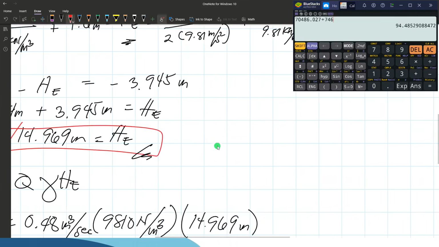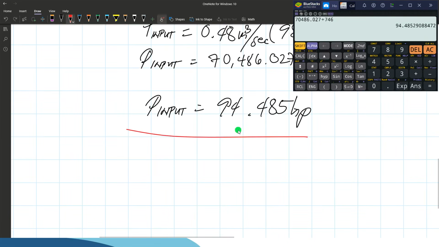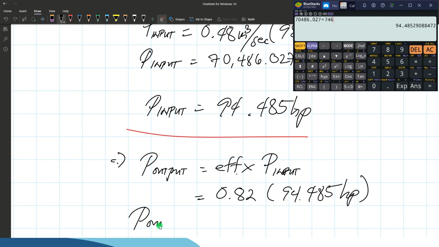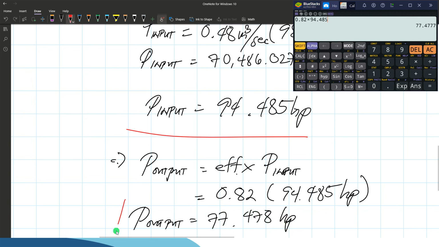So the output power for letter C is equal to the efficiency multiplied by the power input. So we have 82%, so 0.82 times 94.485 horsepower. So the power output is equal to 0.82 times 94.485, which is 77.478 horsepower. That's your answer for letter C.